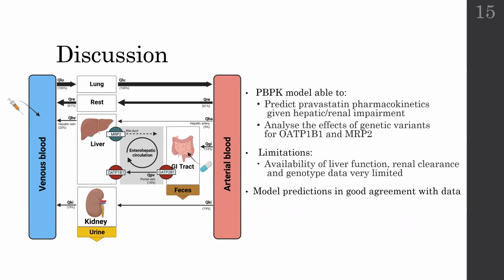So overall, we were able to develop a PBPK model, which was able to, one, predict the pharmacokinetics of pravastatin given hepatic and/or renal impairment, as well as to analyze the effects of genetic variants of only OATP1B1 and MRP2. And of course, there were some limitations while developing the model, for instance, that the data for liver function, renal clearance, and genotypes, for example OATP2B1, was indeed very limited, making it difficult for modeling. Nevertheless, these data were used to evaluate model predictions, and they were generally in good agreement with the data.